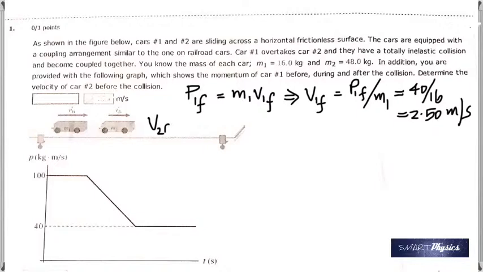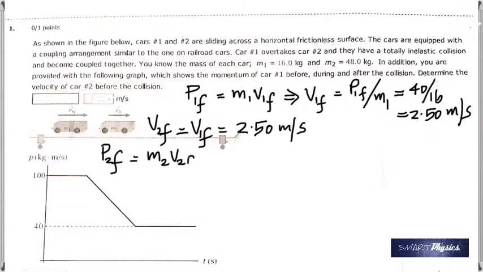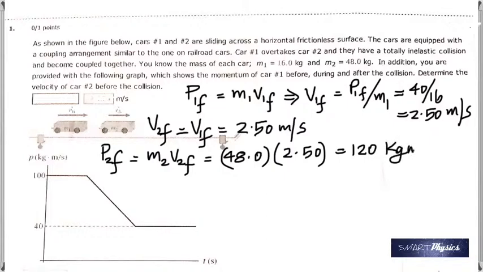Now we do know that after the collision, both of them are coupled together and moving together, so they have the same final velocity. Therefore, the second one also has a final velocity of 2.50 meter per second. So now we can find out the final momentum of the second one. Just multiply 2.50 with its mass 48 kilograms. So that gives 120 kilogram meter per second. So that's the final momentum of the second object.